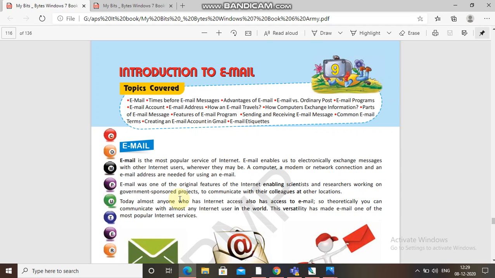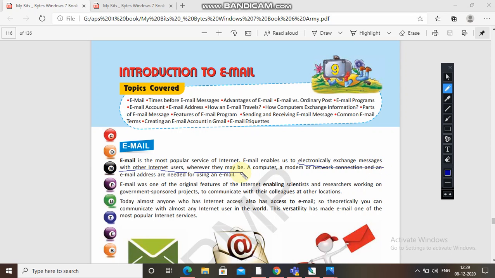But how does it work? What does it do? You will say that email enables us to electronically exchange messages with other internet users wherever they may be. This is your answer: email enables us to electronically exchange our messages with other internet users wherever they may be, whether they are in a restaurant, traveling, or in some other country.